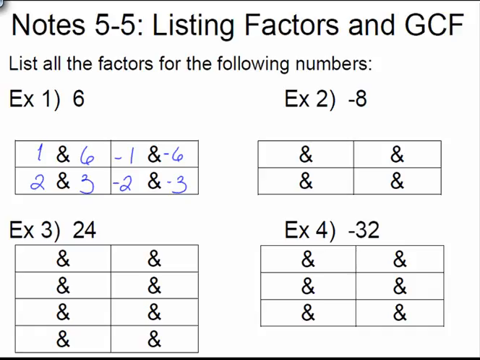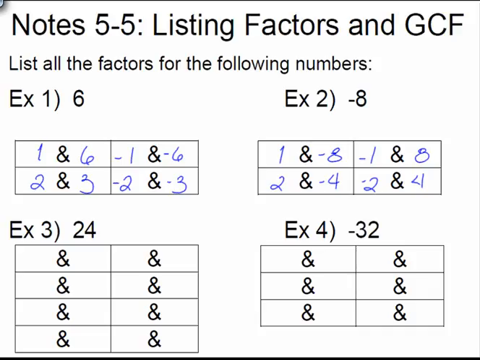Here we're looking at negative 8. So here I could have a positive 1 times a negative 8, or I could have a negative 1 times a positive 8. I could have a positive 2 times a negative 4, or a negative 2 times a positive 4.